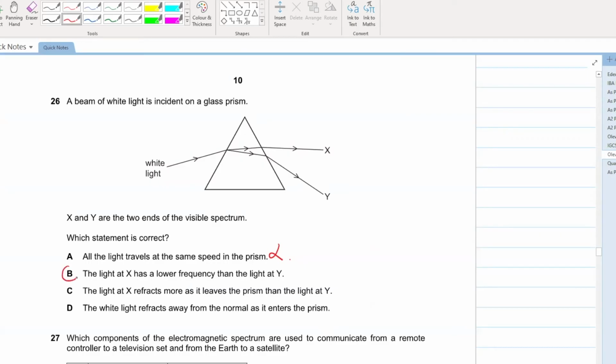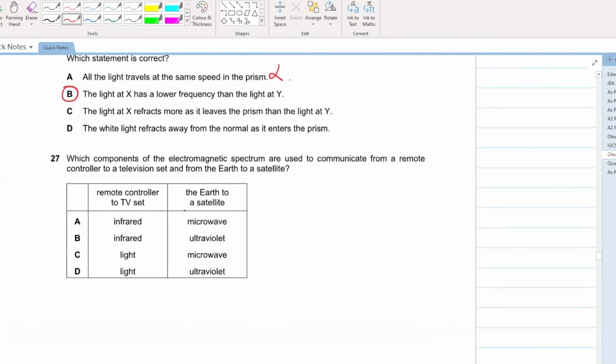You know that whenever white light passes through a prism, red light is at the top, violet is at the bottom. Red light has the highest lambda and lowest frequency, and violet has the lowest lambda, highest frequency. Simple as that. Let's further move ahead.